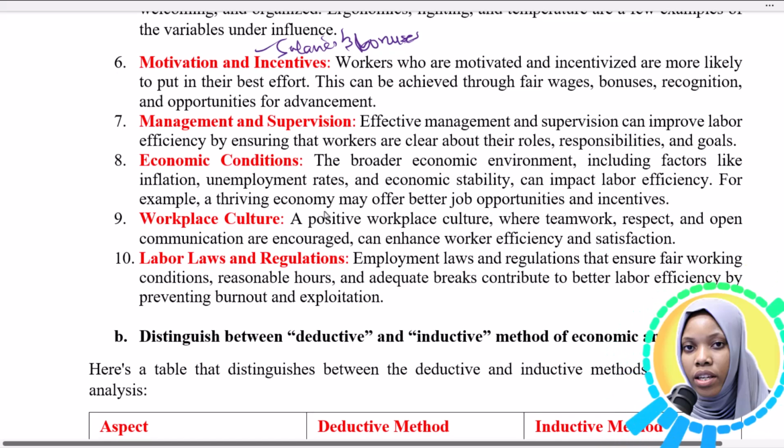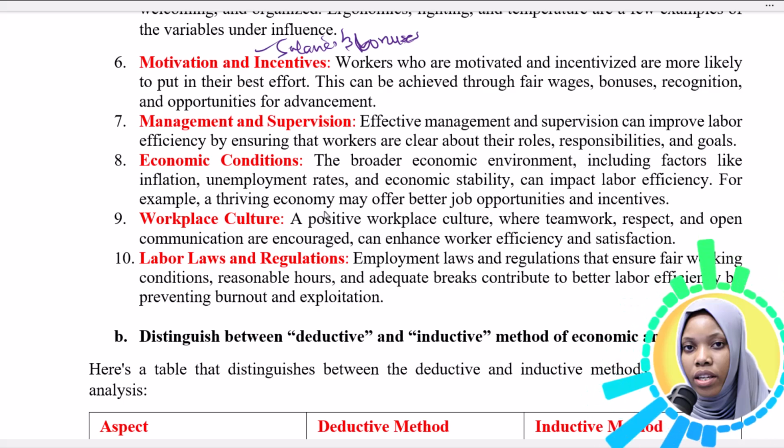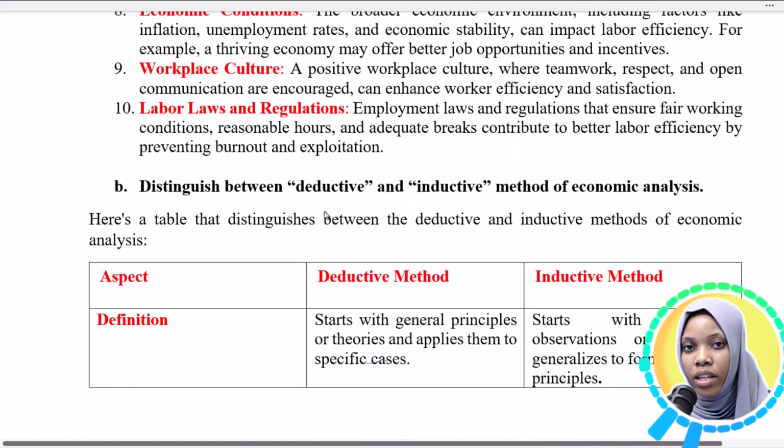And then management and supervision is another factor. Effective management and supervision can improve labor efficiency by ensuring that workers are clear about their roles, responsibilities, and goals. Factor number 8 is economic conditions. The broader economic environment, including factors like inflation and employment rates, and economic stability can impact labor efficiency. For example, a thriving economy may offer better job opportunities and incentives. And then there's workplace culture as a factor, and labor laws and regulations.